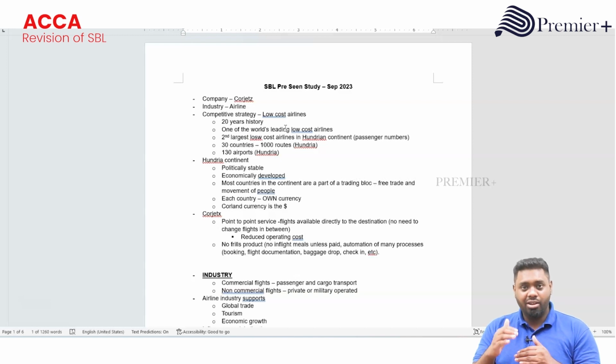So now let's look at all of the data which we together listed down, and now we'll try to picture out the case.